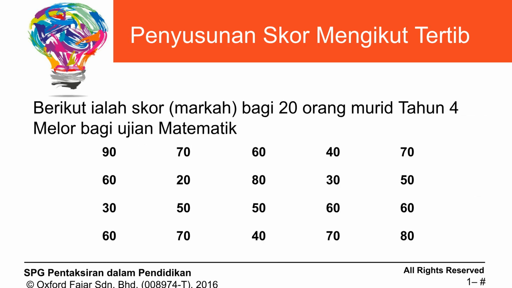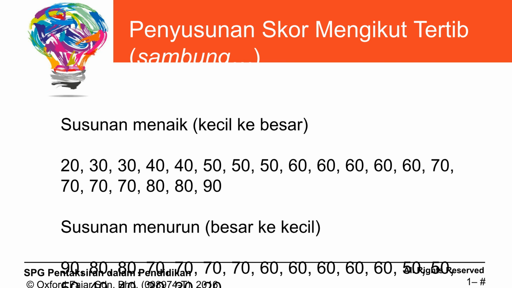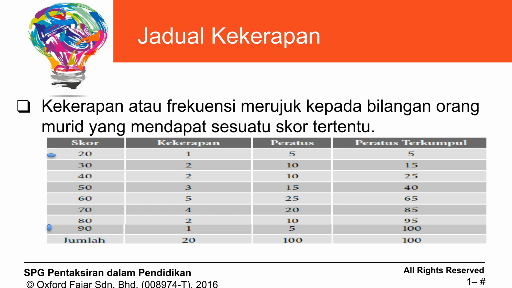histograms. Here are the raw scores for 20 Year 4 students in a mathematics test. The scores can be arranged in ascending order, from smallest to largest, as shown here. They can also be arranged in descending order, from largest to smallest. Frequency refers to the number of students who obtained a specific score. This table shows the score, frequency, percentage, and cumulative percentage.